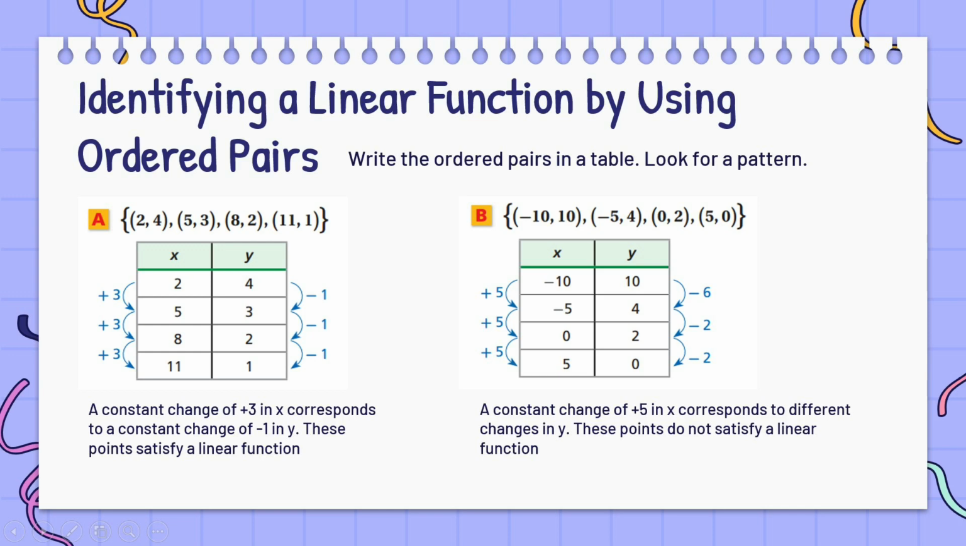Second, we will learn about identifying a linear function using ordered pairs. We can see that in examples A and B there are ordered pairs. Then write down the ordered pairs in a table and look for patterns. In table A, a constant change of +3 in x corresponds to a constant change of -1 in y. This satisfies a linear function. In table B, a constant change of +5 in x corresponds to a different change in y. This does not satisfy a linear function.